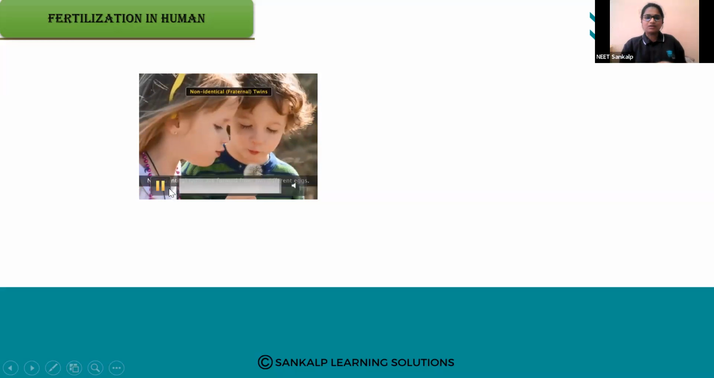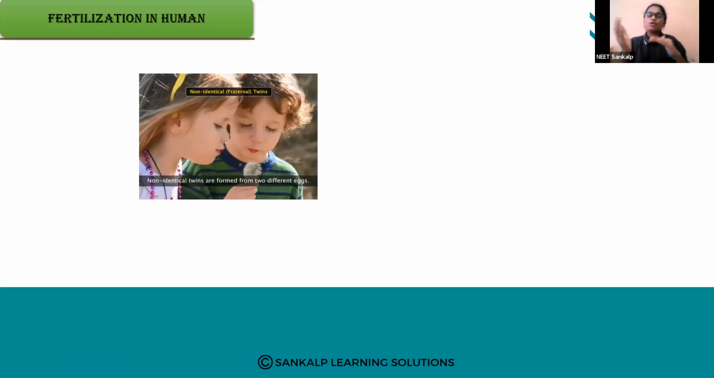So in some mothers you can see non-identical twins. They are twins, but they are not similar. It occurs by two different eggs. In the female there will be a release of two eggs which are fertilized by two sperms. This fertilization by two sperms gives rise to the non-identical twins. Non-identical twins are also called fraternal twins.